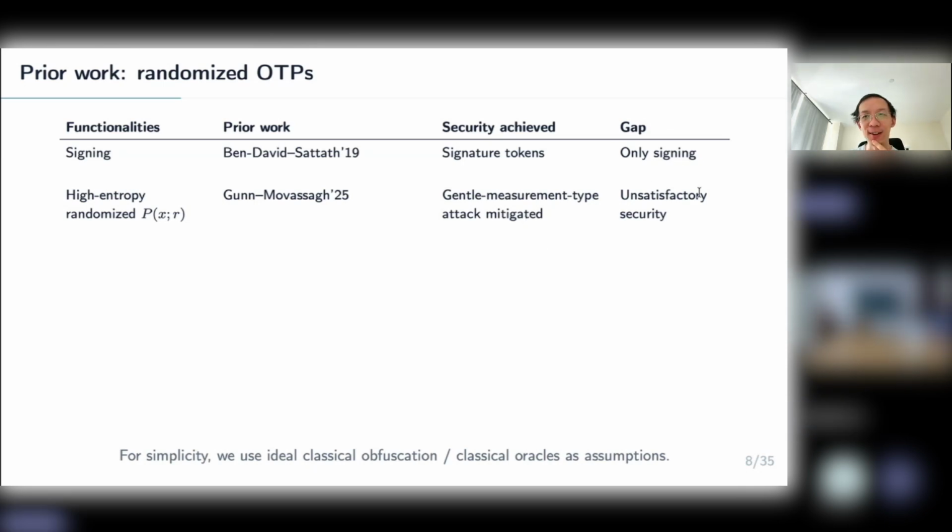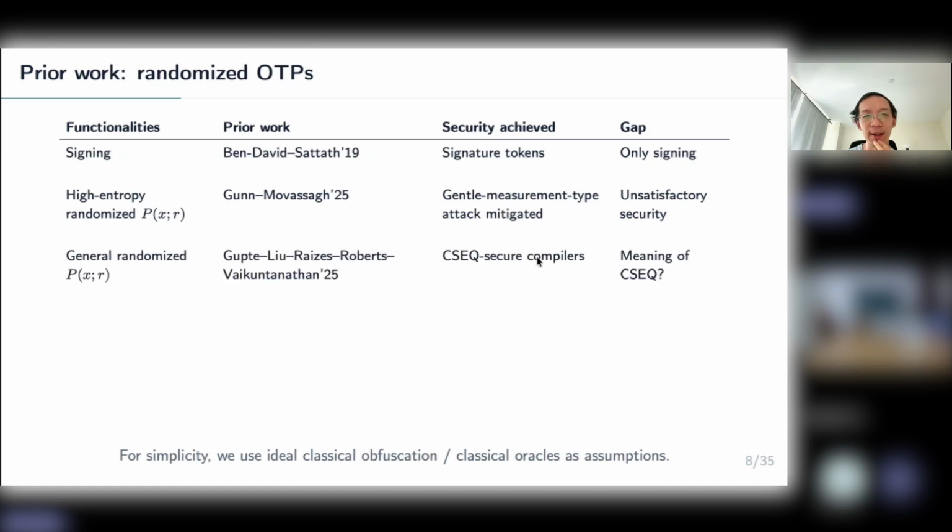So going back, the issue with this definition is that it's pretty weak, and it's unclear if this is the security notion that we are happy with. There is a concurrent work with a subset of my co-authors and Vinod, who also look at the same class of the most general classical randomized sampling functionalities. And the security they achieve is what we call CSEQ security, which is a type of simulation security.